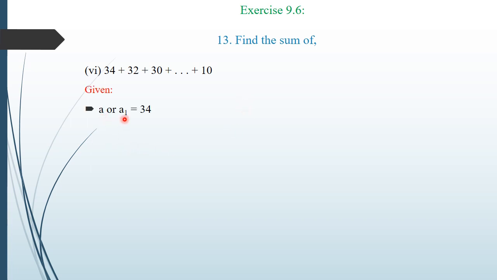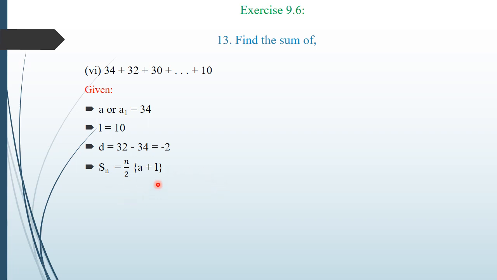We are given the first term, that is A or A1, which is going to be equal to 34, and the last term is given to us, that is 10 here. If we calculate common difference D as second term, 32, minus first term, 34, 32 minus 34 will give me the answer as minus 2 here. Whenever we have a sequence which is in descending order, always the common difference of that sequence is going to be negative, because we are subtracting some amount in every number. That's why that sequence is in the descending order.